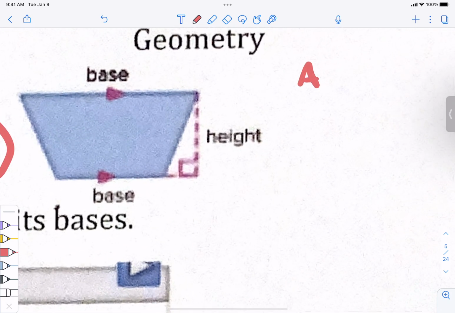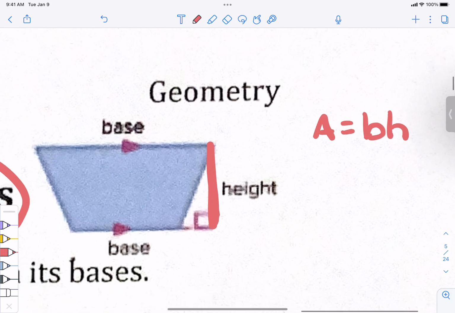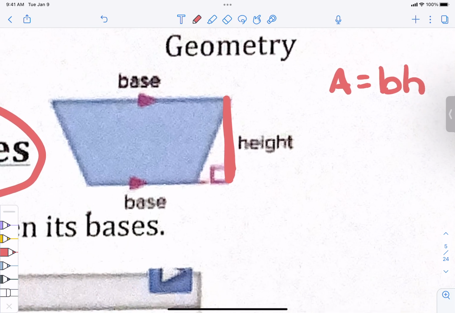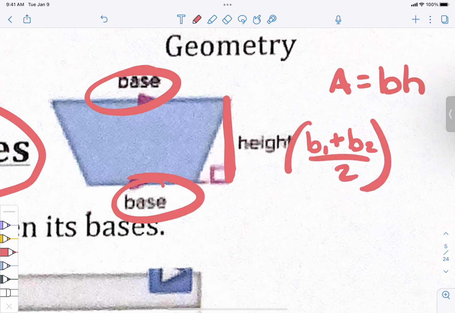When we were doing parallelograms, we had area equals base times height. Now, it's the same for a trapezoid, except my height is just going to be the height, but for a trapezoid, I have two different bases. So which base do I use, the top one or the bottom one? I use the average. How do you find the average of the two bases? I take base 1 plus base 2, and I divide by 2. That is the base. So rather than having one number as the base, we take the average, and then we take that times the height.